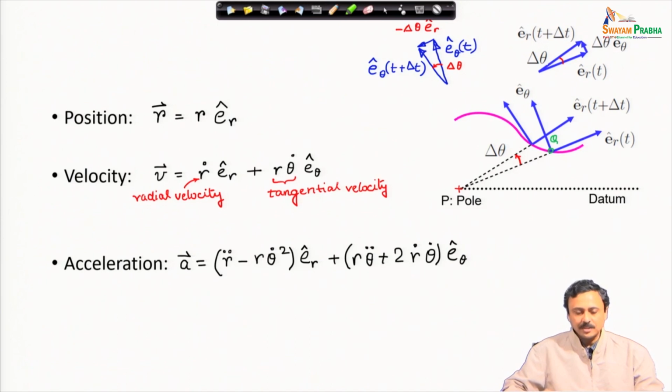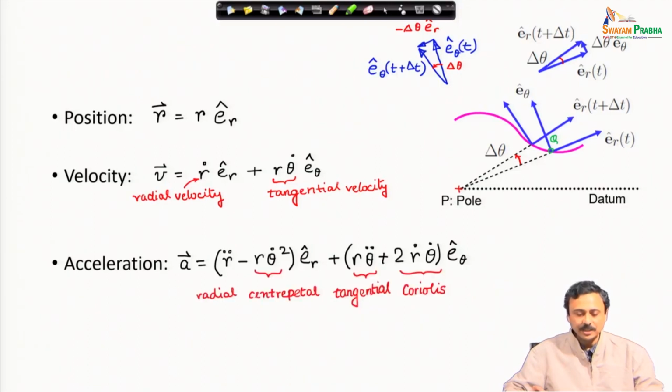Now, let us look at these terms. In the velocity vector, we have this radial velocity, which is along the radius, along the e_r cap direction, and we have the tangential velocity, which is r θ dot, it is along e_θ direction. So, it is tangential to the radial line. So, that way it is tangential.